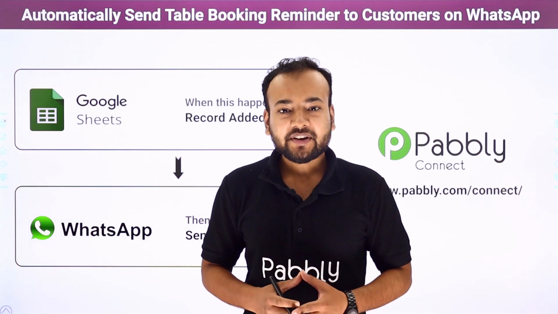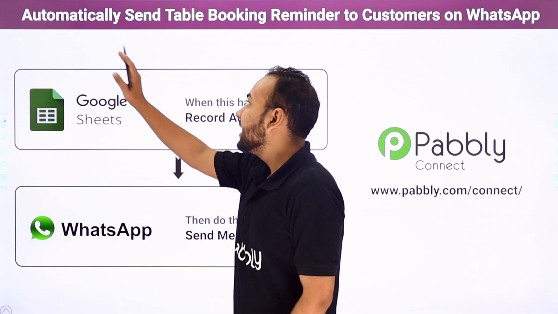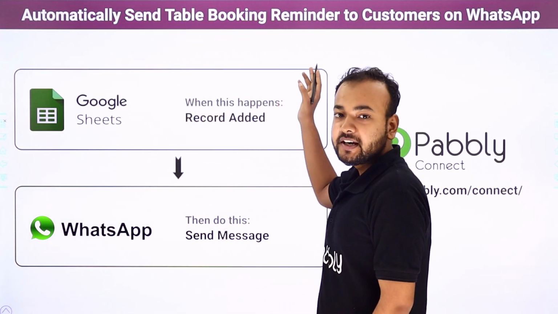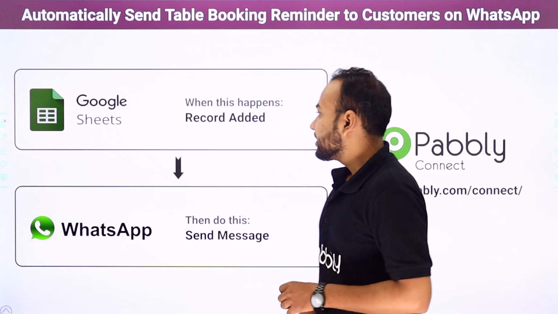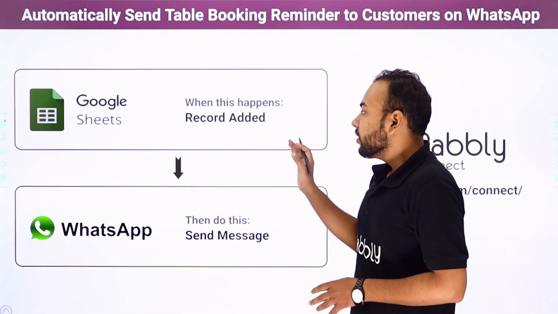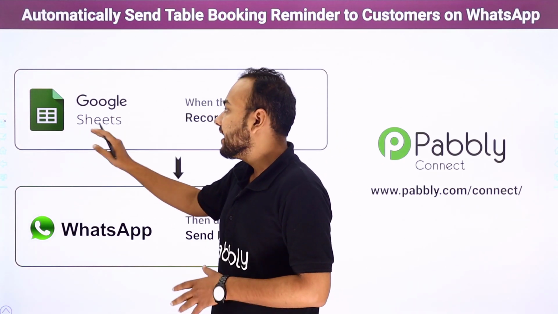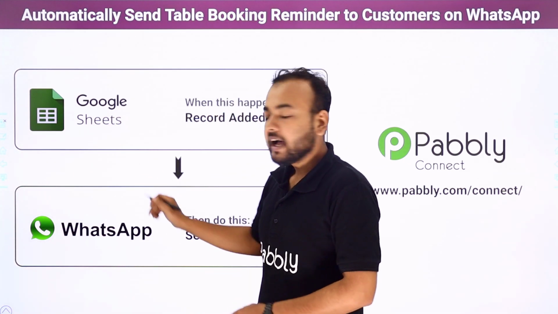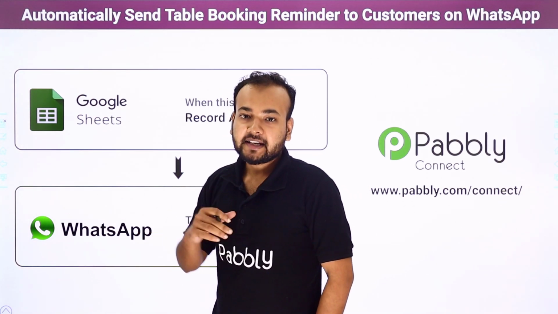Hello and welcome everyone. In this video, you are going to learn how to automatically send table booking reminders to your customers on WhatsApp. Now let's see what is happening here. So you have a record of your customers added in this Google Sheets, and according to that record or data, you are going to deliver a WhatsApp message to your customer automatically.